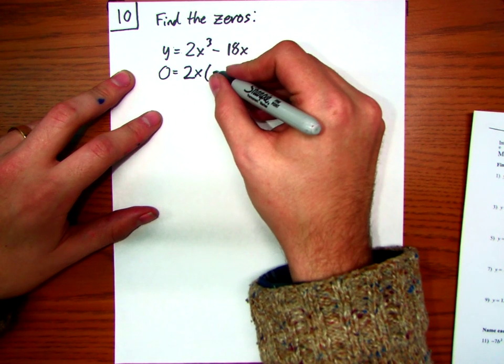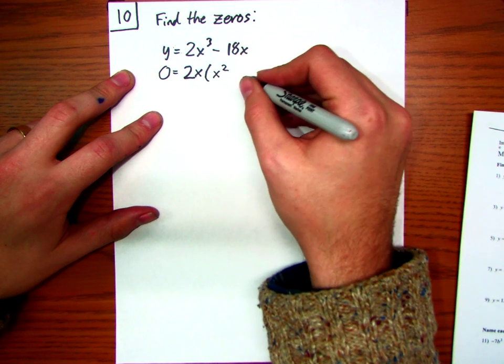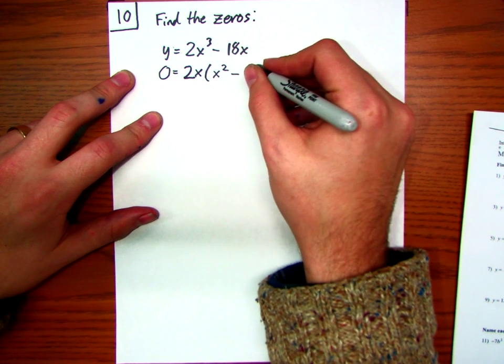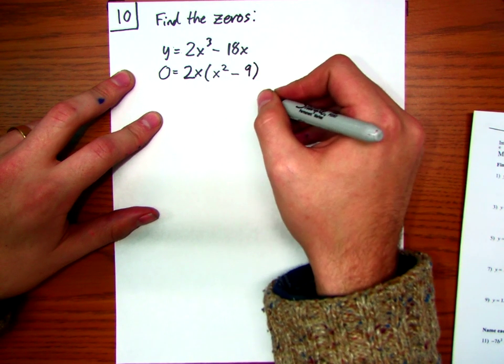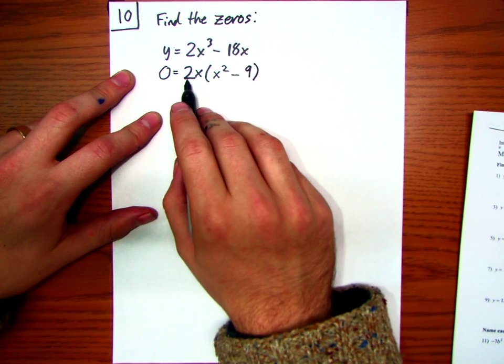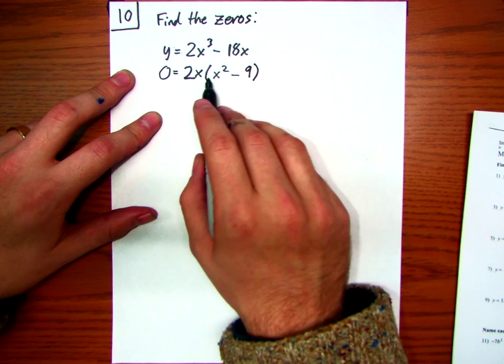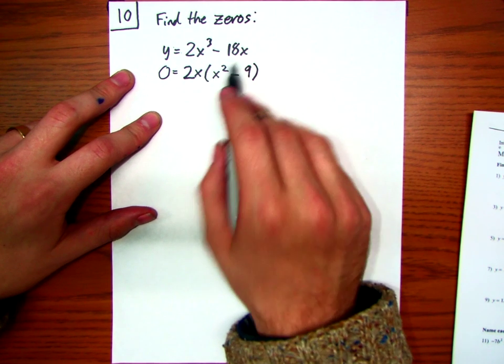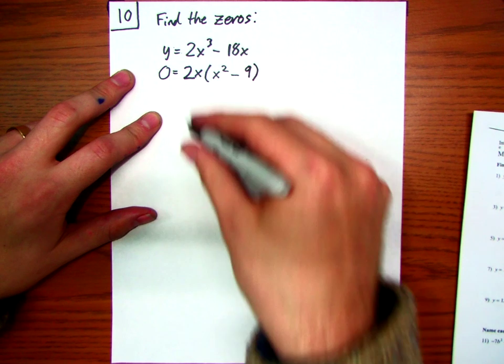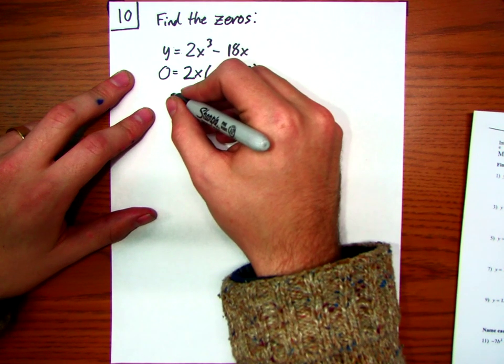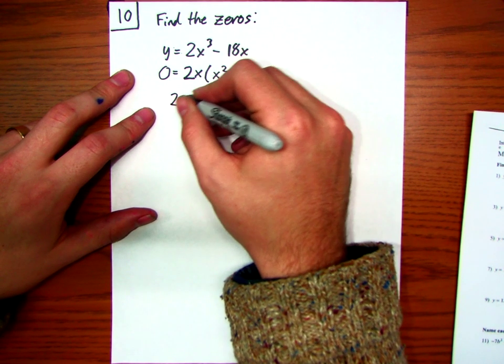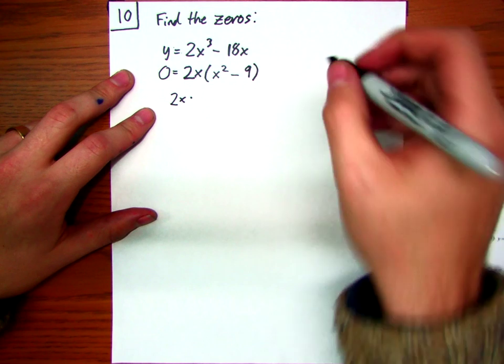If I divide both terms by 2x, I'm going to get x squared in the first term, and I'm going to get negative 9 in the second term. And I can check my answer by multiplying the 2x back into the terms in the parentheses to see if I get the polynomial I started with, which I will. So now that I've got my factors, I just set my factors... Oh, I'm jumping ahead of myself.